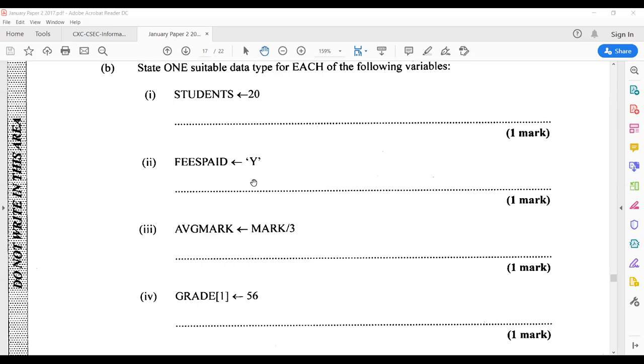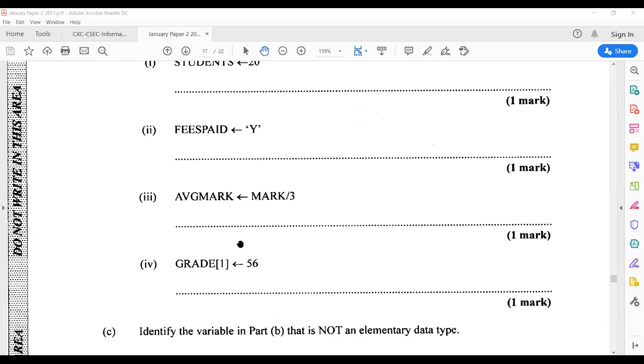Character. Some persons might be inclined to use Boolean, but Boolean is used if you have one of two options, so either yes or no. They didn't indicate that this is yes or no, so the most suitable would be character.